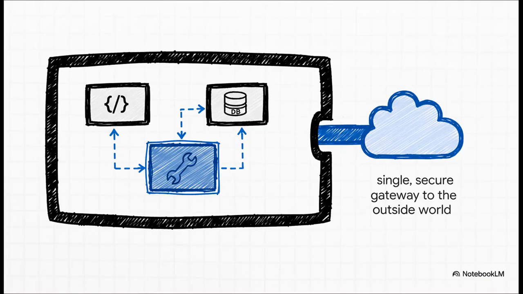So, the whole architecture really boils down to 3 core components. First, everything is neatly packed into Docker containers. Your app, your database, all of it. Second, these containers only talk to each other over a private internal network. They're totally isolated. And third, there's one special container that runs the Cloudflare tunnel, and it acts as the only secure gateway to the outside world.